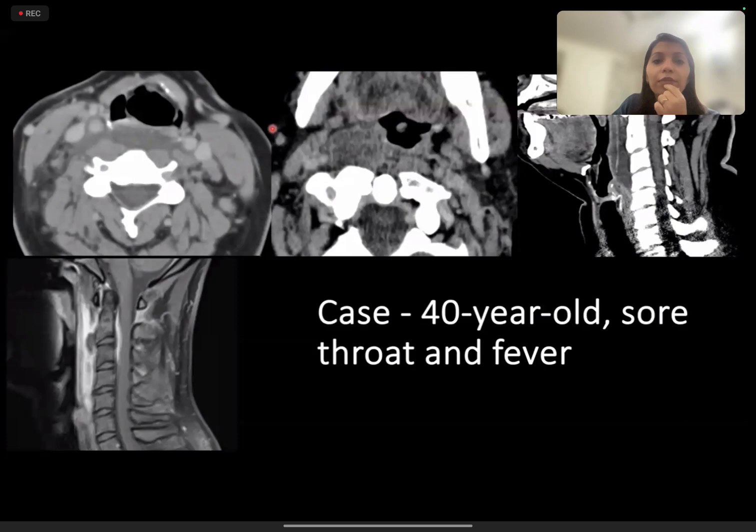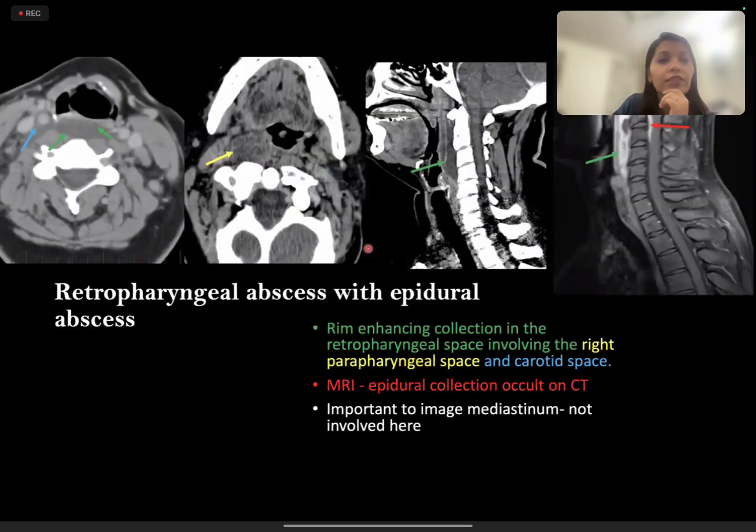Okay, so yes, you got it right, retropharyngeal abscess. What we're seeing here is the rim enhancing collection within the retropharyngeal space here. I'm sure everybody can appreciate this effusion within the retropharyngeal space, and on the contrast scan, there is this enhancement that we can also appreciate on the contrast MRI.